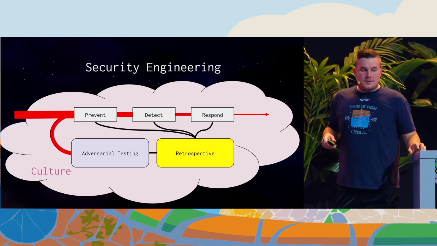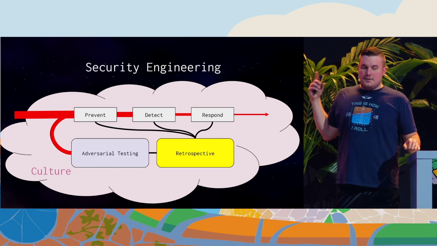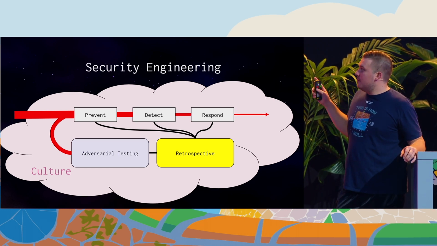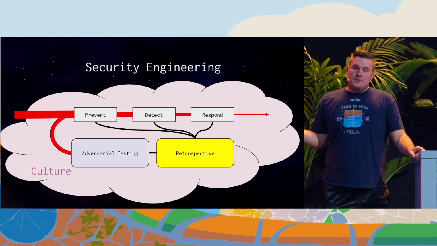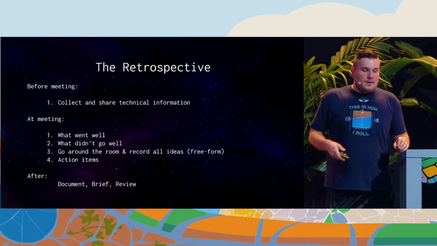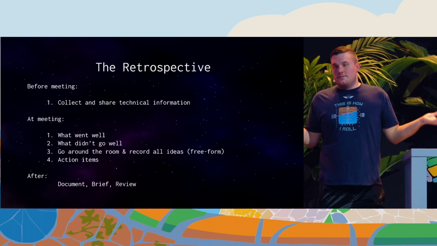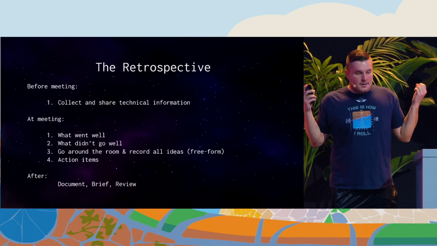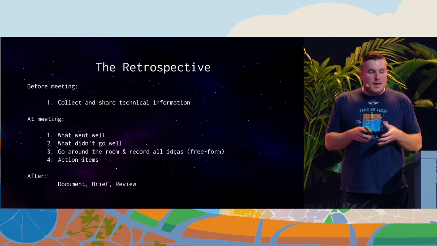Okay, so we've looked at the culture, we've looked at prevention, detection, and response. The next big piece of any security process is the retrospective. So the retrospective is learning from the failure. This is one of the most important pieces.